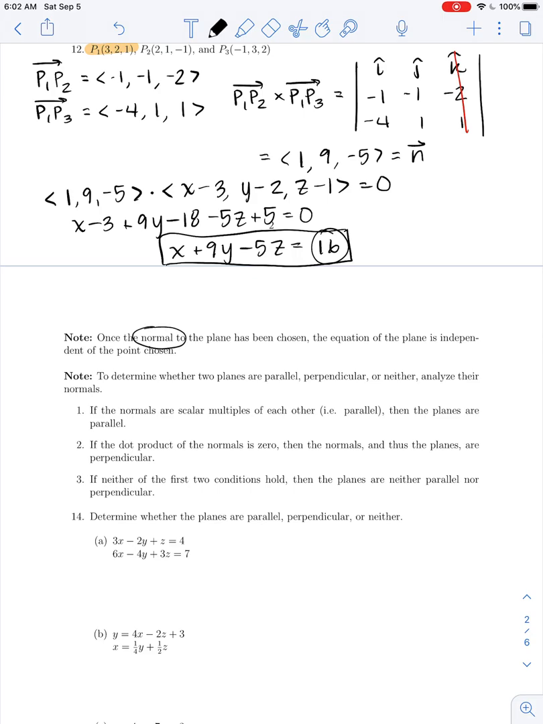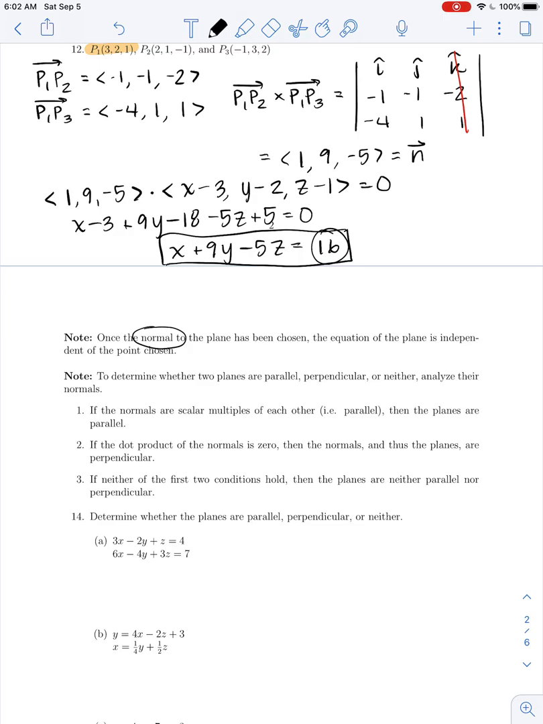So, for example, had I crossed P1P3 with P1P2, by switching the order of the cross product, that would have negated my normal. So I would have had -1, -9, +5. That might have made my equation look different with negatives, but it still would have been equivalent. Similarly, I might have found a different vector, for example, P2P3, and my normal would have looked different. But once you've settled on a normal, your overall equation is going to be independent of the point that you're using.